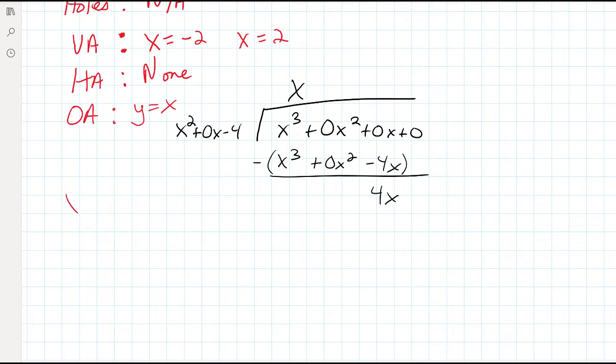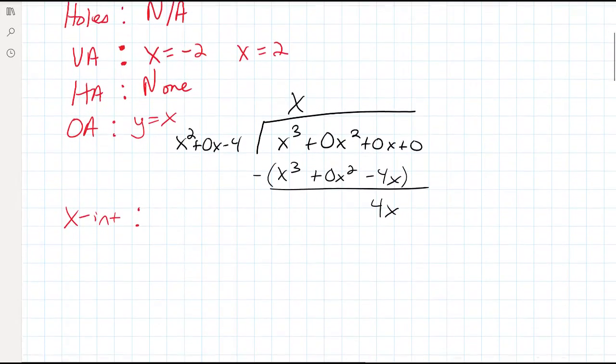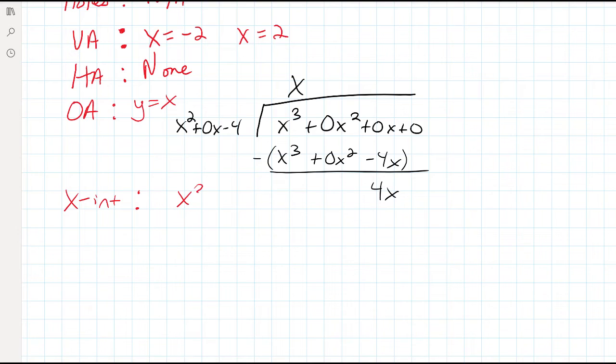What we want? X-intercept. Why not? Seems like we've been doing this since the beginning of the semester. X-intercept, you know the drill. You take your function, x cubed over x squared minus 4. We set that equal to 0. I want to solve this for x, so I want to get rid of my denominator. So that means I multiply both sides of the equation by our denominator.